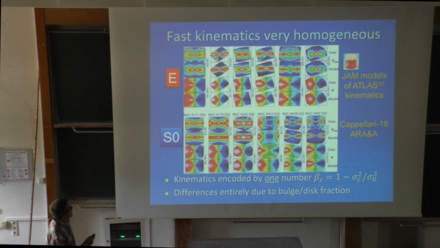So these are the observations, the bottom ones are the model, and the same for the first moment of the velocity, the mean velocity, and again the model. The two samples are elliptical galaxies at the top, and S0 galaxies at the bottom. You see there are many differences between the individual galaxies, but actually all the differences can essentially be encoded in just this single number. So this shows that as a family, this class is really homogeneous.